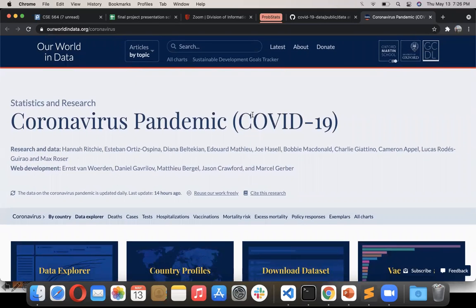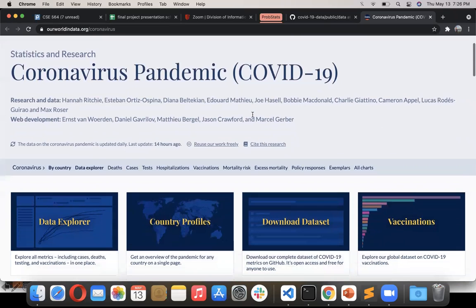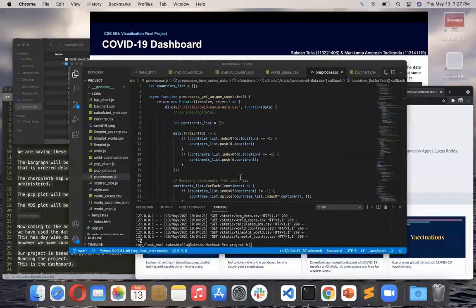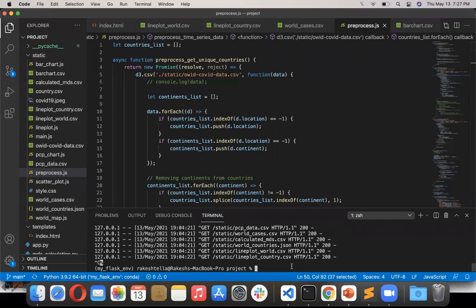Coming to the actual project, we have considered our data set from Our World in Data. We considered this data set because it has information starting from January 2020 to the current date, and it has data for each day for each country. For this project, we have considered the period from April 2020 to April 2021. This is a Python and Flask project.